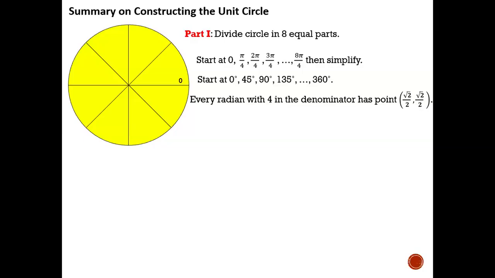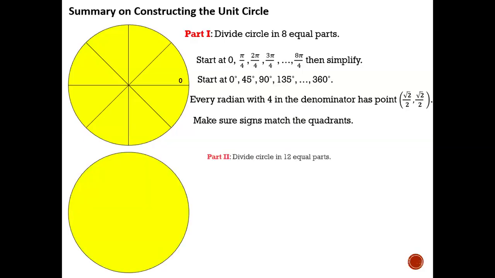Okay, so every radian with 4 in the denominator has the point square root of 2 over 2 and square root of 2 over 2. And these are the x and y values for all of these measurements. Okay, so let's go ahead and now divide our circle into 12 equal parts.